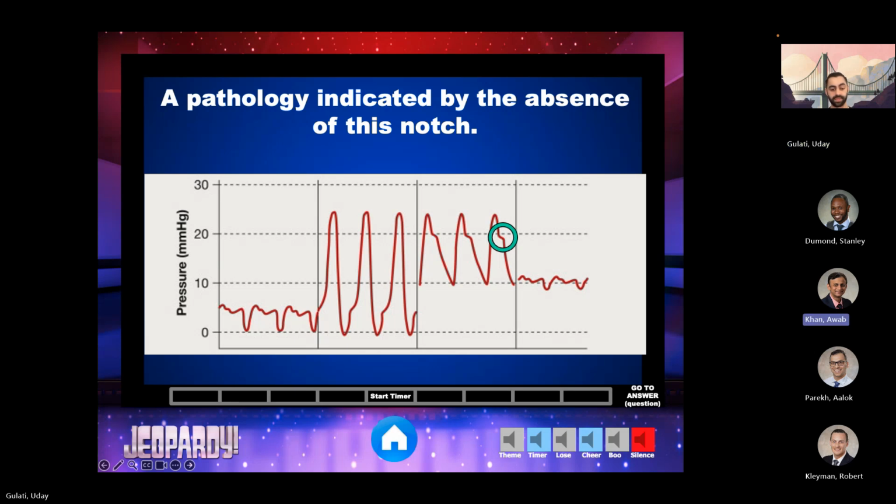PA catheter, would that be pulmonary regurg if it was absent? Dude, you are on fire, man.